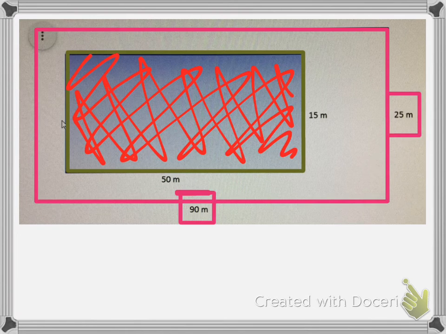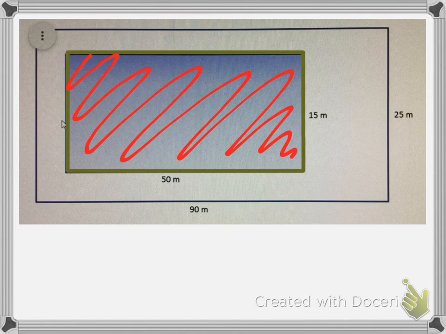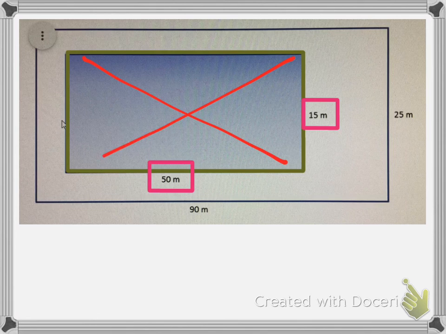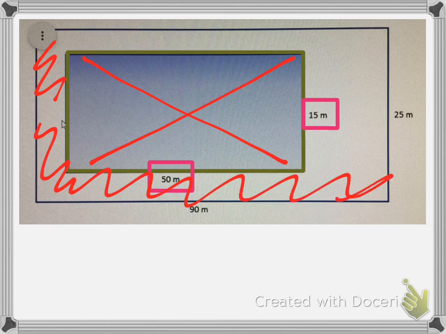Then go back and look at your pool and calculate the area of the pool, which would be 50 times 15, and that'll give you the area of the pool. And then take away the area of the pool, and that will leave you with all this section out here, which is what you want.